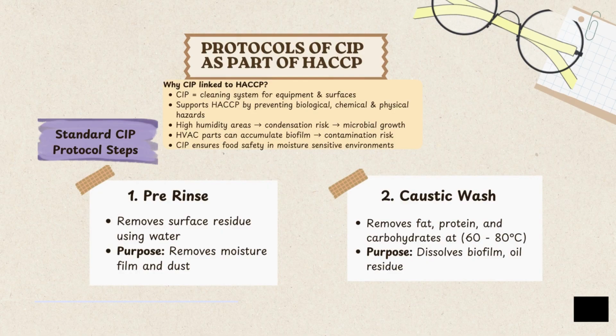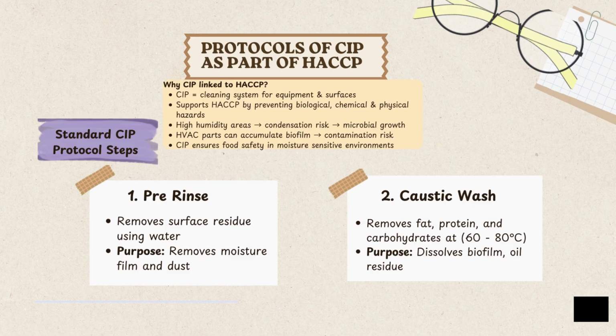CIP is a cleaning system for equipment and surfaces where it supports HACCP by preventing biological, chemical, and physical hazards. In higher humidity areas, there are higher condensation risks, which can cause microbial growth. HVAC parts can also accumulate biofilm, which can cause contamination risks. So, this shows that CIP can ensure food safety in moisture-sensitive environments.